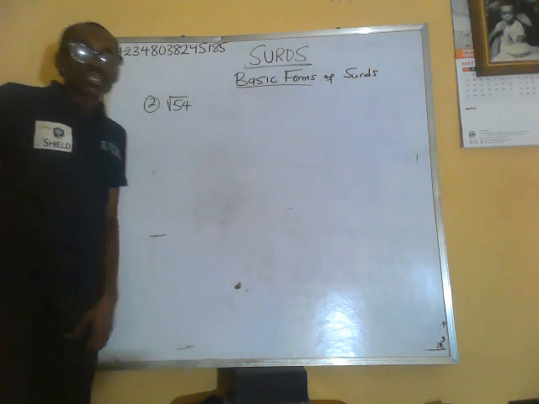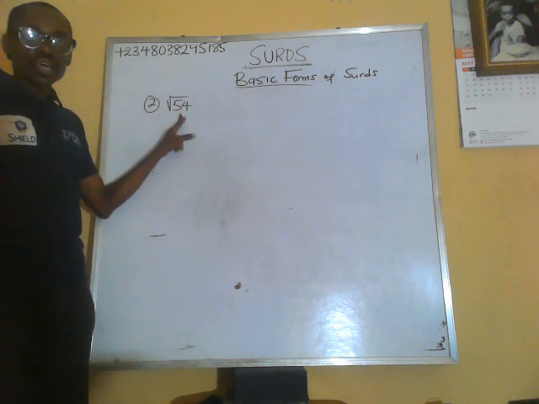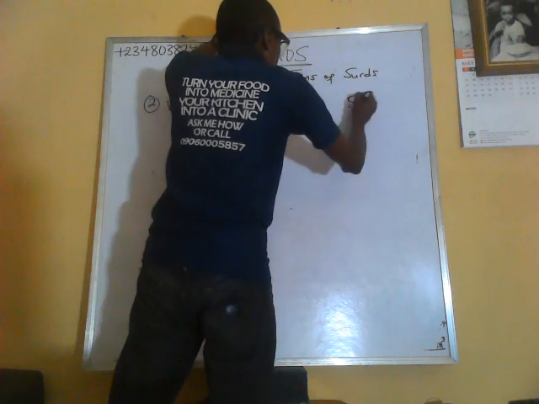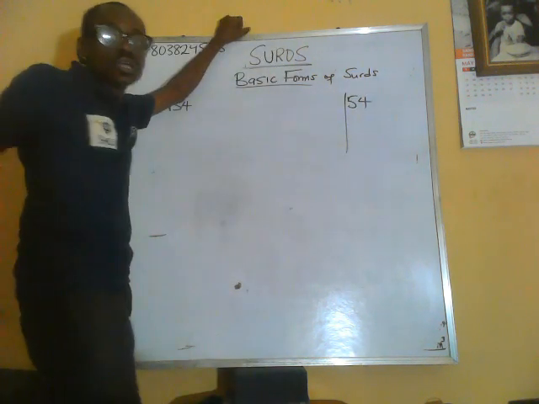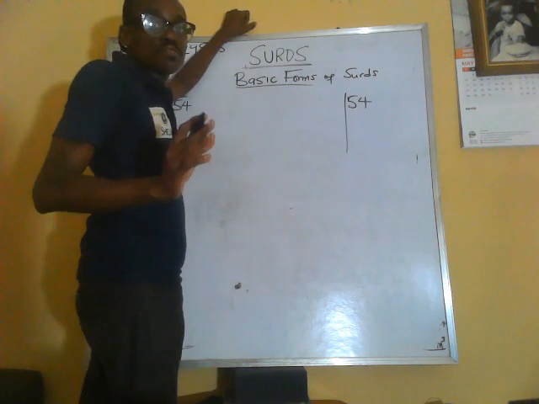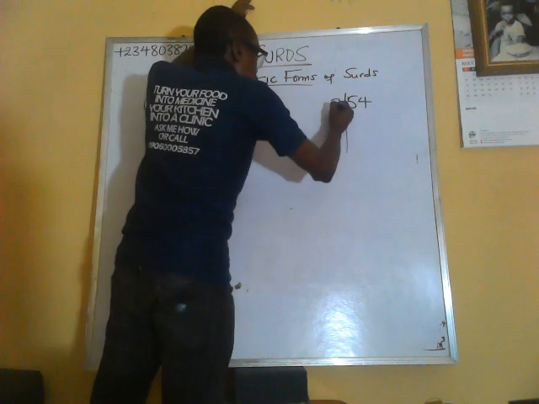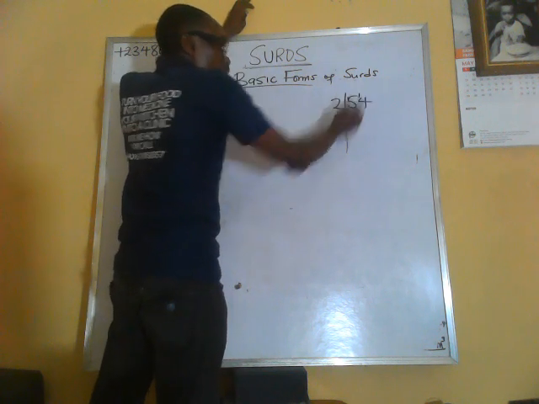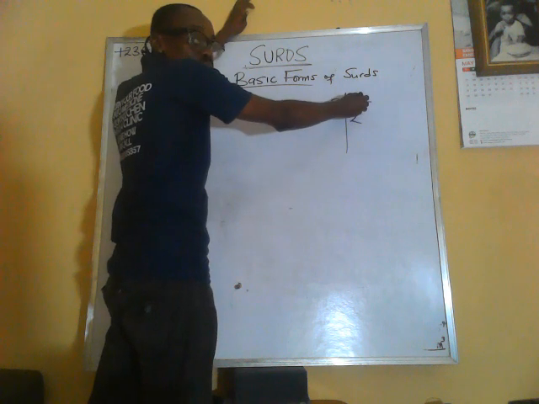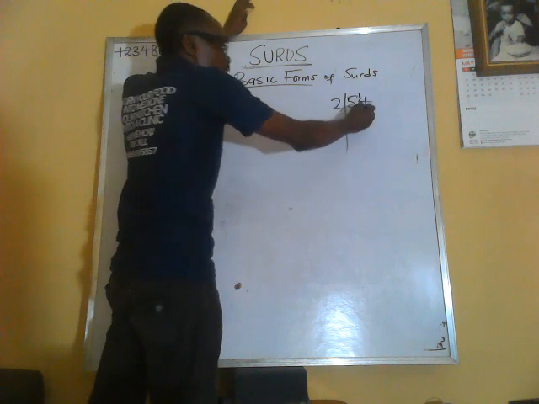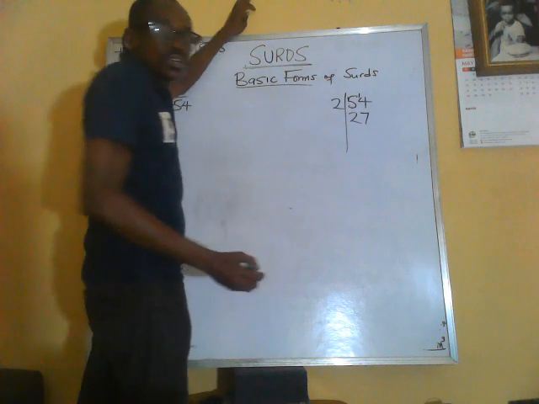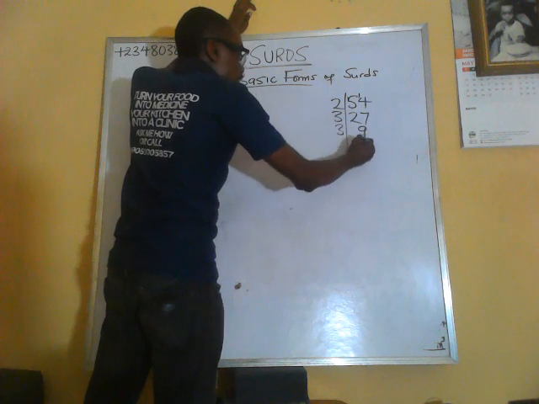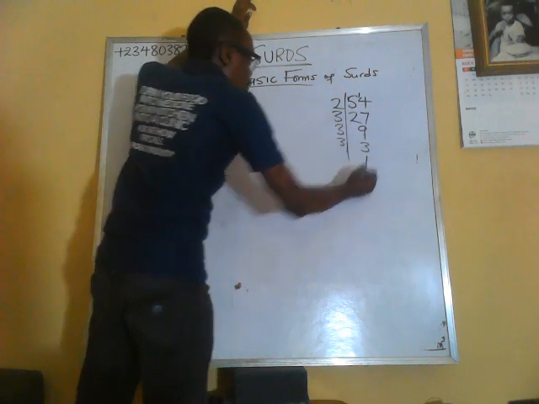So we want to write root 54 in its basic form. Just like I said before, using the factor method, since 54 is even, 2 can break it down. 2 in 5 gives you 2, with a remainder of 1. So you combine that with the next number, which is 4, giving you 14. 2 in 14 is 7. 3 in 7, 3 can go in 27 9 times. 3 can go in 9 3 times. 3 can go in 3 once.